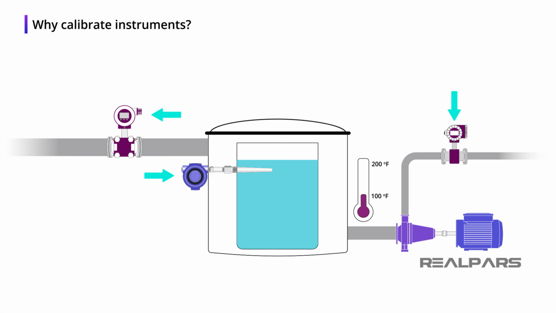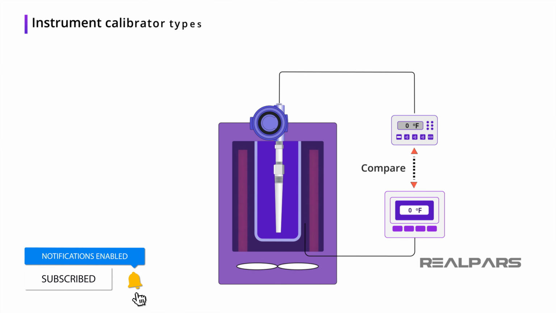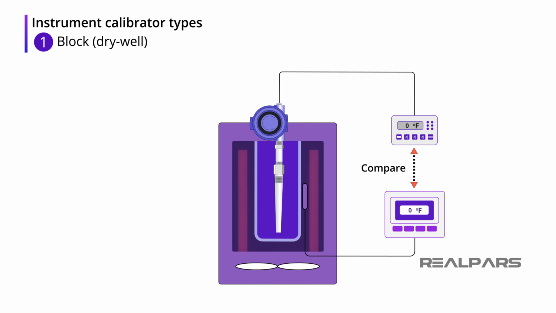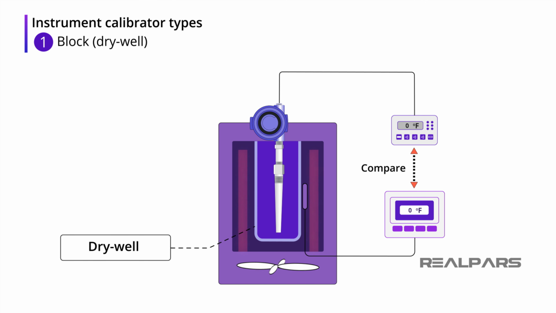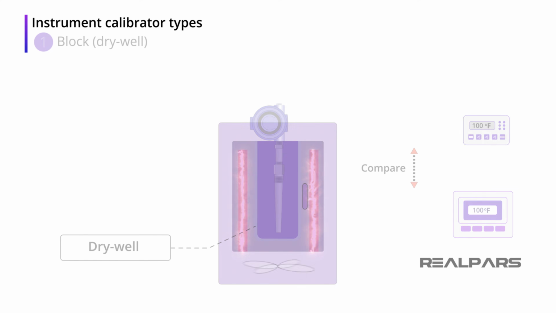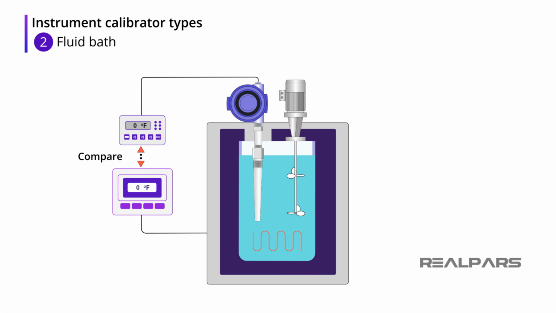There are many different instruments used in process control, so there must be different calibrators as well. Let's look at a few different types of instrument calibrators. Block or dry well calibrators are used to calibrate temperature probes such as RTDs and thermocouples. The temperature sensor is placed in the dry well calibrator. A metal block is heated and held at a precise temperature. A fluid bath calibrator is similar to a dry well calibrator as the temperature sensor is placed inside. The big difference is the sensor is immersed in a fluid that is heated and held at a precise temperature.